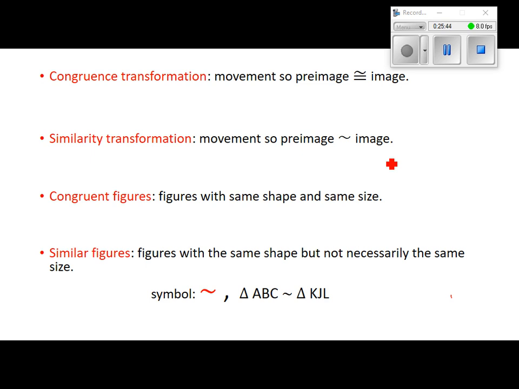Triangle ABC is similar to triangle KJL. Now it works out the same that when we say these two triangles are similar, just like when they were congruent, if I tell you angle A is 70 degrees, what angle in the other triangle has to be 70 degrees? K. When they match up that way, the angles still have to be congruent, and I believe that's what the next slide says.